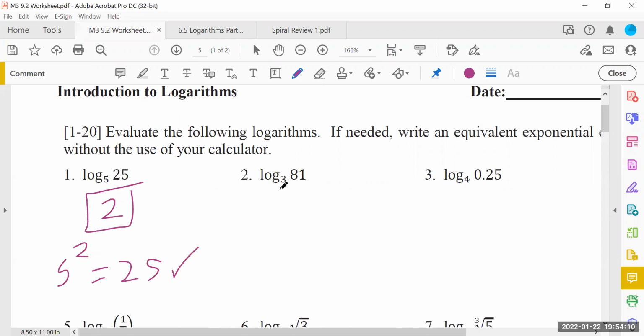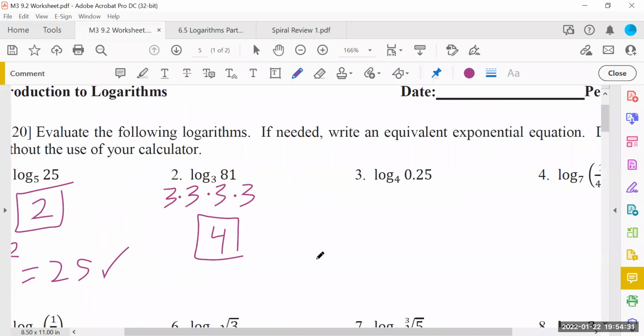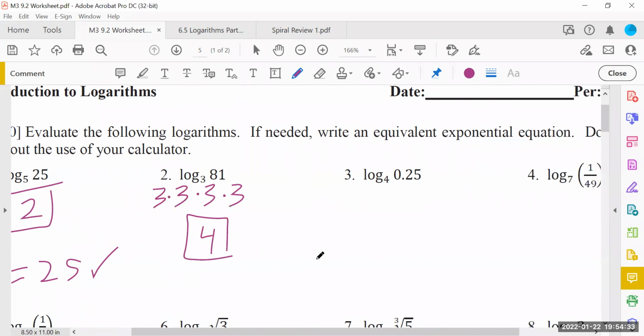So going through to the next one, log base 3 of 81. Okay, 3 to what power makes 81? Well, again, if you're not sure, just start multiplying 3's together. 3 times 3 would be 9, times another 3 would be 27. And that 4th 3 is what gets us to 81. So again, the answer is 4 there.